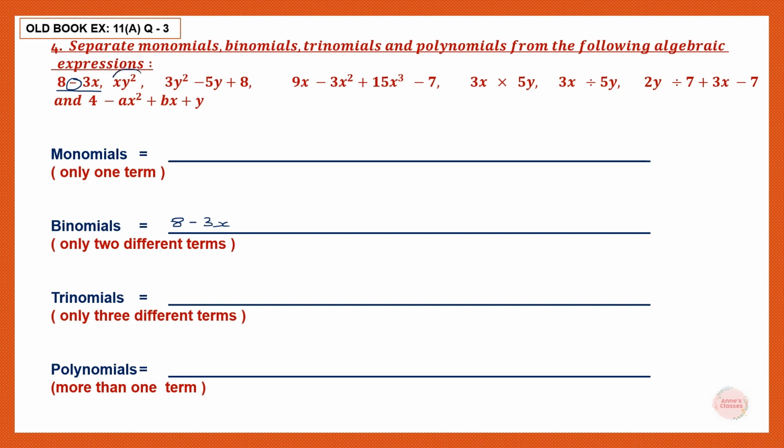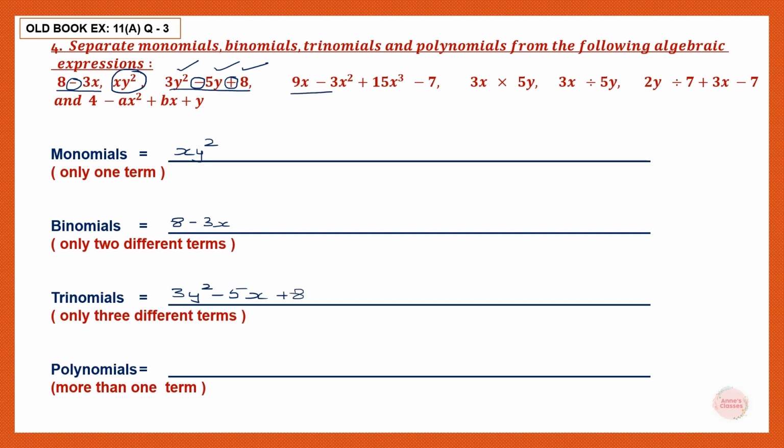Look at the next one. xy square is by itself. That's only one term. So let's write that as monomial xy square. Now look at the next one. 3y square minus 5y plus 8. Look only for the minus and the plus signs. We have one minus sign, one plus sign. So there are 2 signs like that. That means we have 3 terms. What are the 3 terms? This, and this. So that becomes a trinomial. 3y square minus 5y plus 8 is a trinomial.